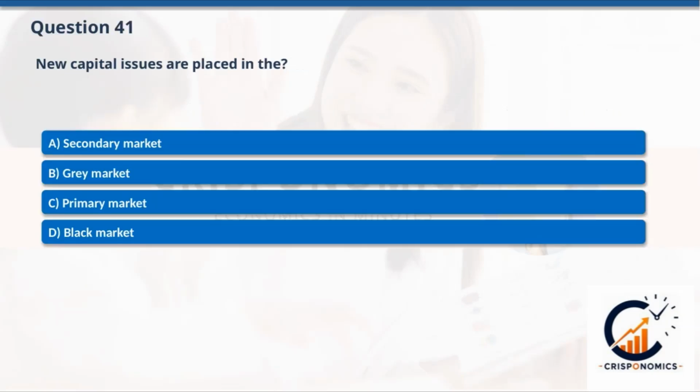When a company needs new capital, it turns to a specific market to raise those funds. This slide asks us where new capital issues are placed. The options include the primary market, secondary market, gray market, and black market. The key here is understanding that new capital issues happen in the primary market. That's where securities are created and sold for the first time, directly from the issuer to investors. The other markets deal with trading existing securities.